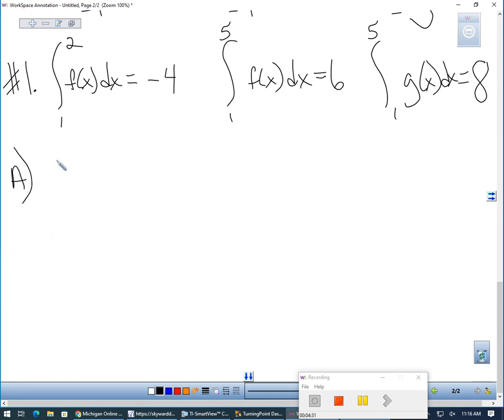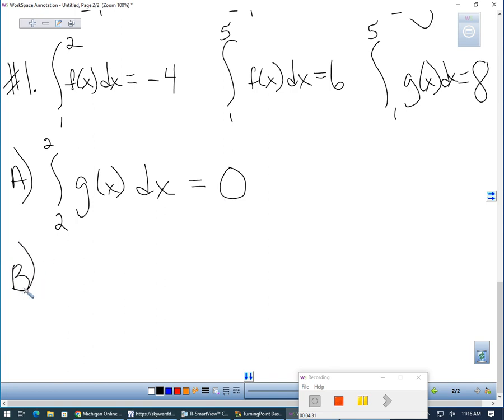I have the integral from 2 to 2 of g of x dx. So, this is the second one we wrote down. This is the zero property. If my lower bound is 2 and my upper bound is 2, what is the area underneath that curve? 0, exactly. That's all it is for part A. It's 0.